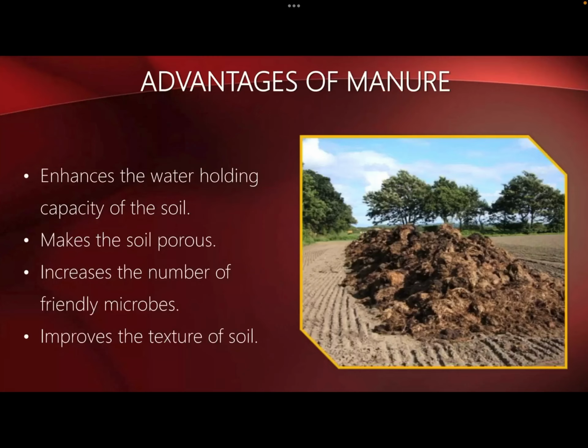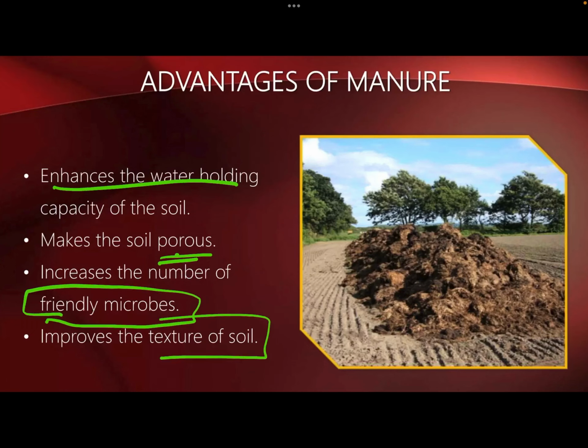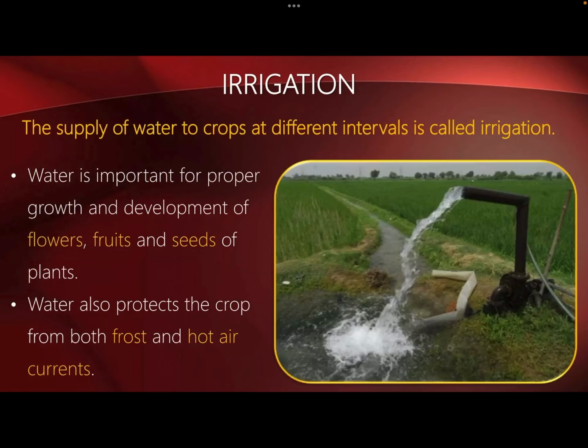Now what are the advantages of manure that fertilizers don't have? It not only adds nutrients but also enhances the water holding capacity of the soil. It makes pores or holes in the soil, and it increases the number of friendly microbes. It also improves the soil texture. So manures are anytime better than fertilizers, because fertilizers are eventually chemicals. They will harm the soil, but manures are a completely natural process. That's why they are anytime better than fertilizers.